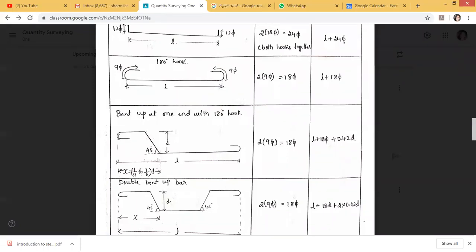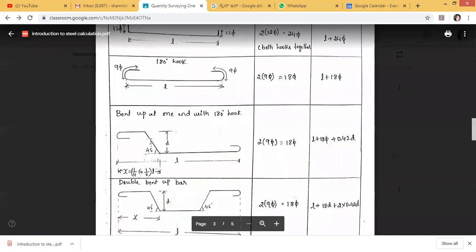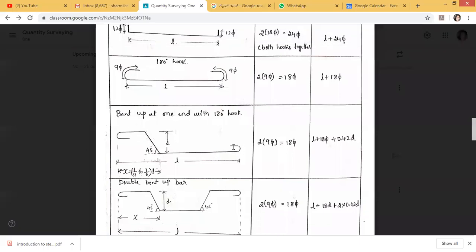So this kind of shape you can see. Now we shall see how to find out the length. Here, whatever this inclined length is, it should take extra length. Suppose your beam is 3 meter and you have to give this shape. You can't take just exact 3 meter and bend the bar in this way. You have to take some extra length to make 3 meter length of this bar.